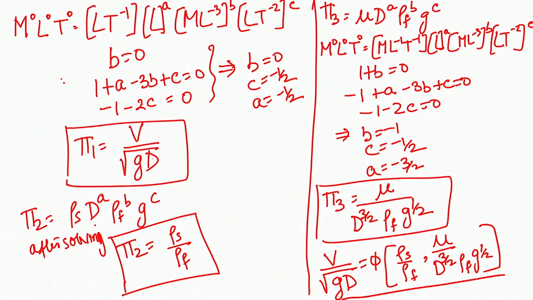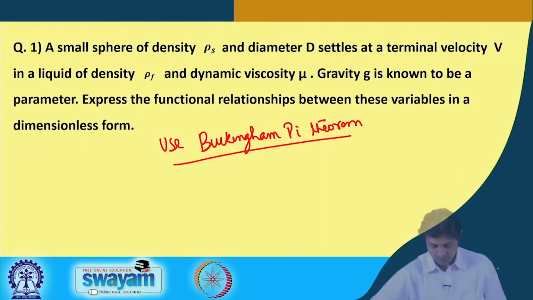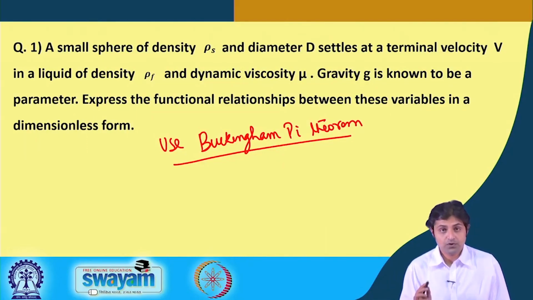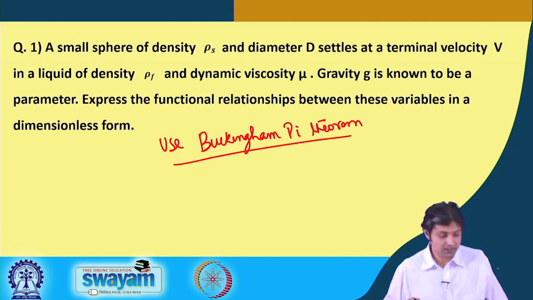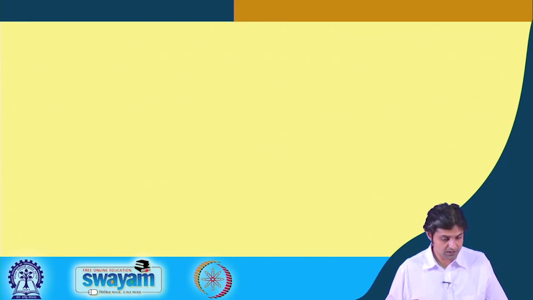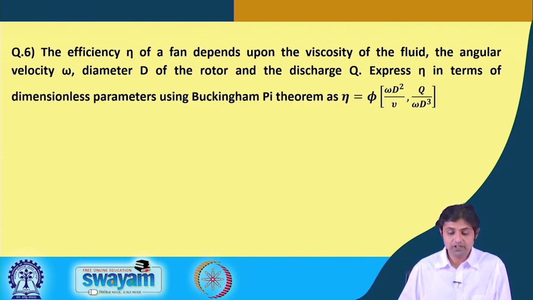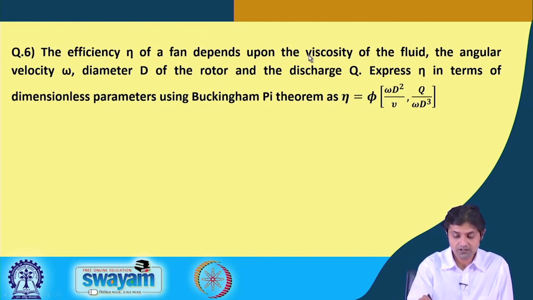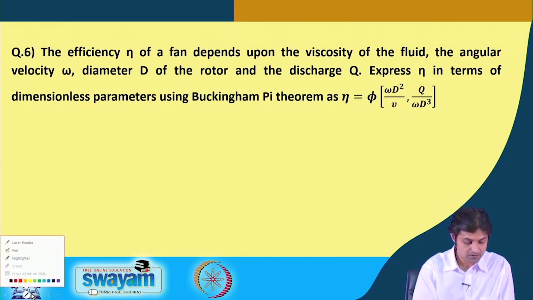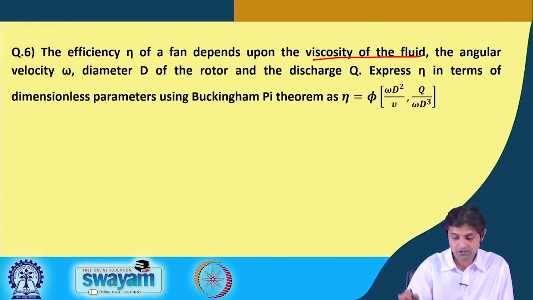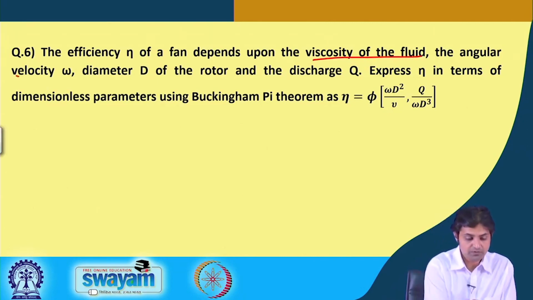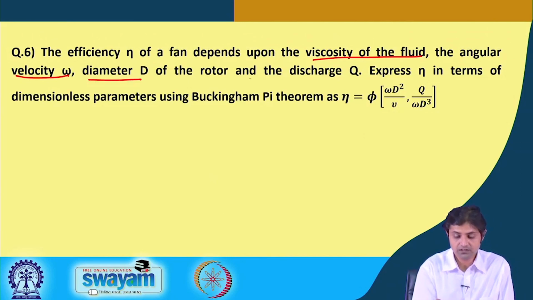Another problem that we can actually go and do. So, another question which we are going to solve in Buckingham pi theorem is question number 6. It says that the efficiency eta of a fan depends on the viscosity of the fluid, the angular velocity omega, diameter d of the rotor and the discharge q.